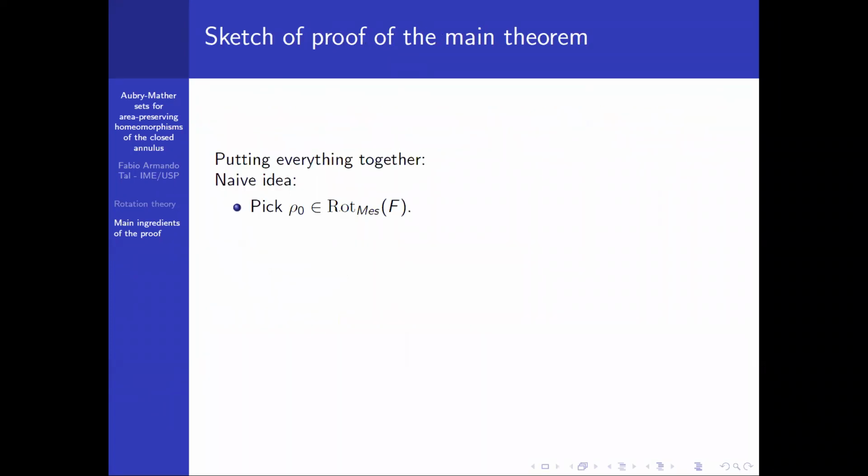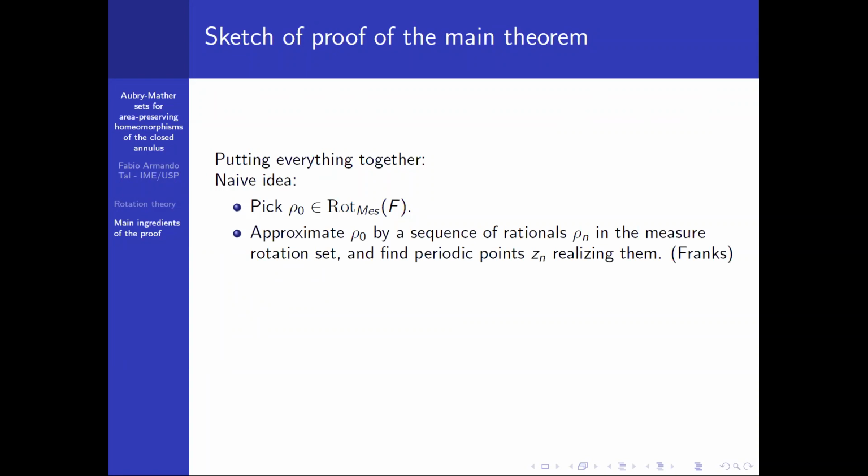Okay, so just to give a very quick idea of how you complete everything. The naive idea of how you would get the Aubry-Mather set is exactly the same as the measure rotation set. You take any number in the measure rotation set, and you want to show that you have a compact invariant set associated to it.